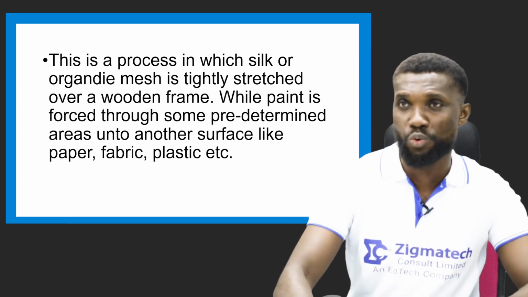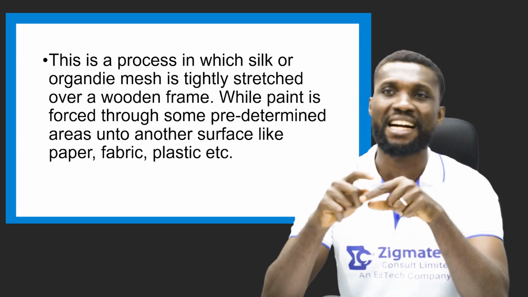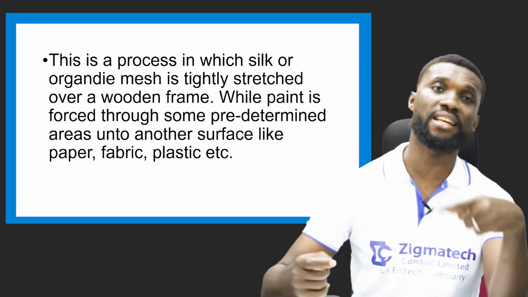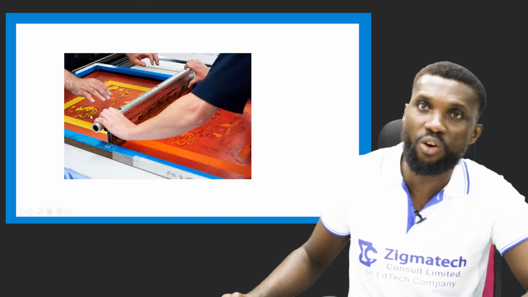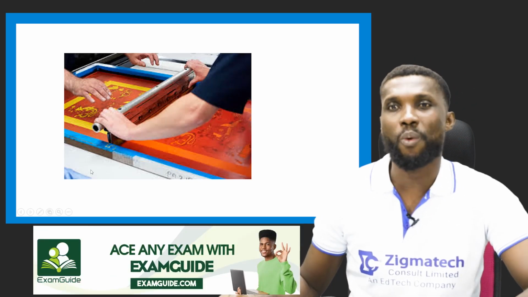So while the paint is forced through the predetermined areas onto another surface like paper, fabric, plastic, etc., this is exactly what I'm talking about. If you watch, you see the frame. This yellowish background is the mesh, and this is the wooden frame. Then they have applied color on the mesh, and they are using their squeegee to roll on it. They will transfer the color to the openings. All these places you are seeing yellow, they are open. They will force the color through it, and then the printing will be done on the white background.